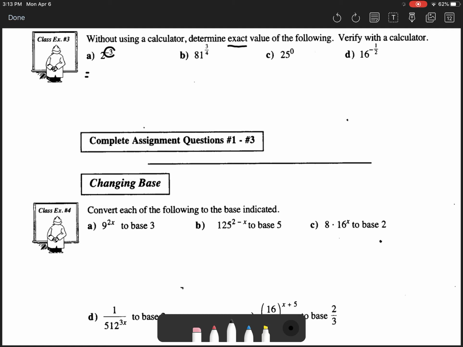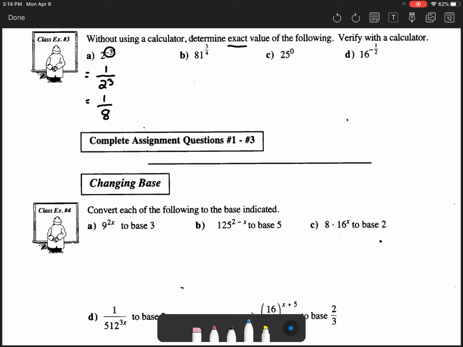So here's a very similar question I gave you on the opening page. I have 2 to the negative 3, or 2 to the exponent of negative 3. So that's the same as 1 over 2 cubed. So that's actually 1 over 8. And that's it. There's your exact value of that.